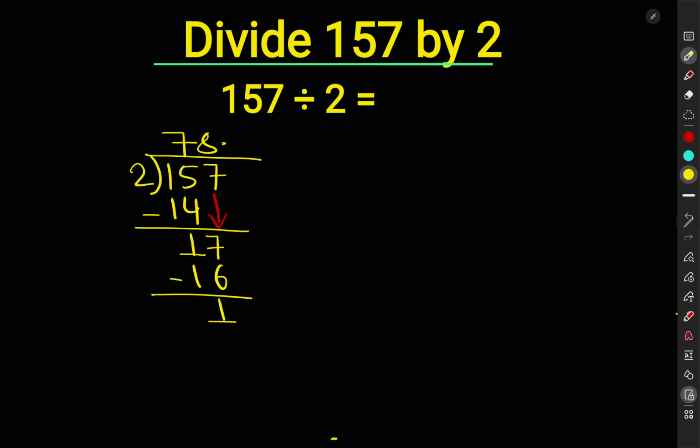So we put here decimal so that we take zero. So now it became 10. So 2 times 5 means 10. On subtracting we get zero. So 157 divided by 2 we got 78.5.